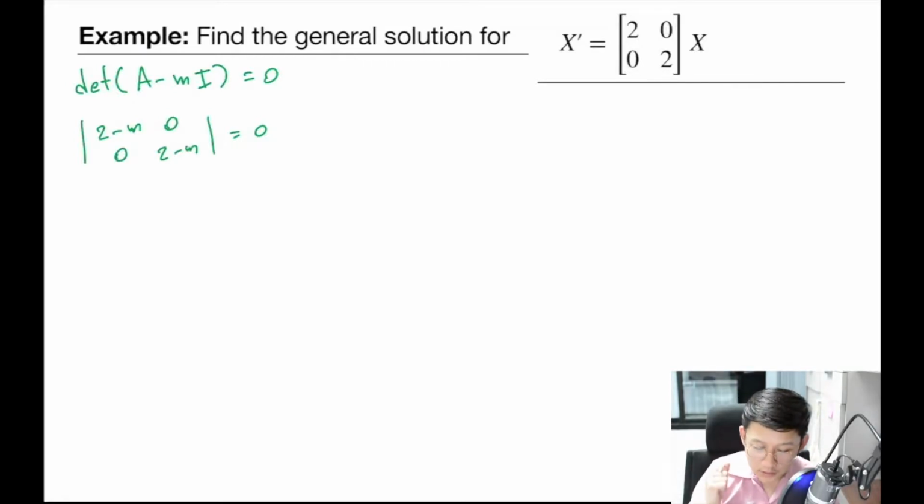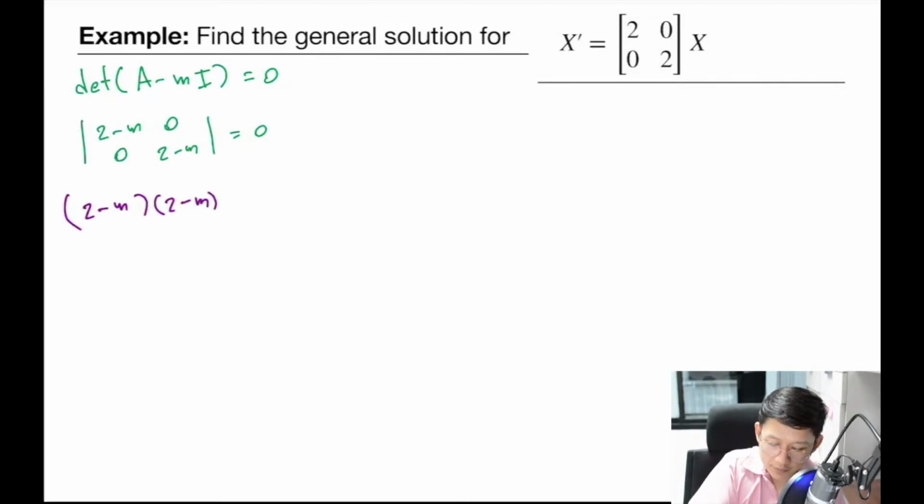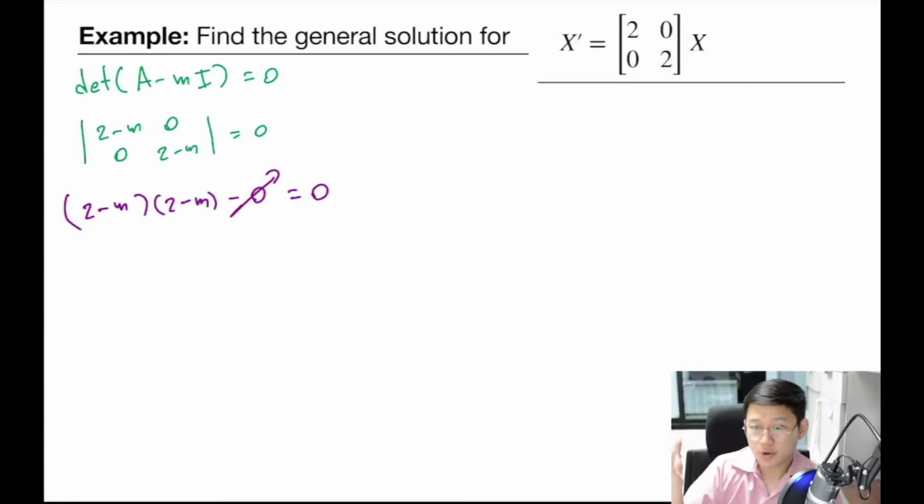So here, I'll compute the determinant. Down and up, right? But when it's up, you need to get the minus sign. Don't forget that. That would be really unfortunate if you forget it. So here it is 2 minus m times 2 minus m, and then minus 0 equals 0. And that is really simple, right? Here this 0 is just 0, so I don't care.